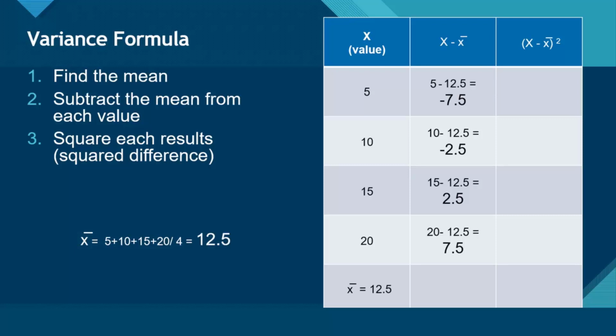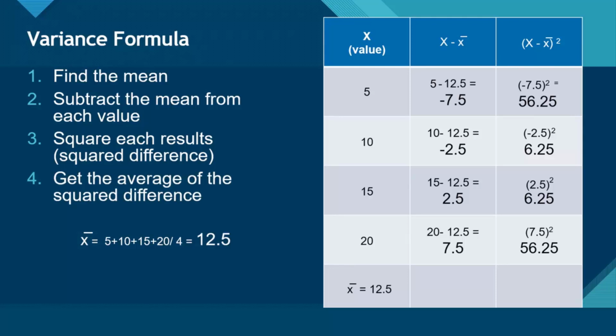So all we need to do is get the absolute value of the first one of negative 7.5, then negative 2.5, then negative 2.5 and negative 7.5, and then we get the variance. So what we do now is we get the variance equals the following.